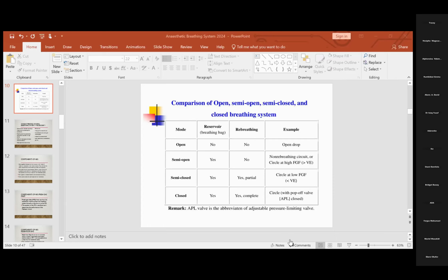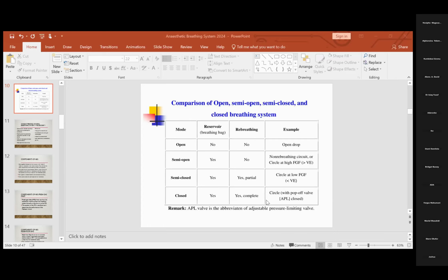I wish to know the difference between semi-open and semi-closed. I think I just mentioned that now. Yes. The major difference is that there's no rebreathing in semi-open, and in semi-closed, there is partial rebreathing. In closed, there's complete rebreathing, and that is why you need a carbon dioxide absorber for the closed system. For the semi-closed, there's partial rebreathing, but in semi-open, no rebreathing is allowed in the system.